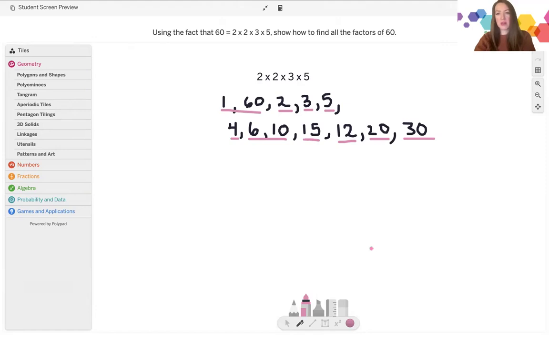We could reorder it according to factor pairs or from least to greatest, or we could just leave it as this list because we don't always have to put it in order of least to greatest if that's not asked for or necessary by the question. Okay, so that is our final example, and that is all.